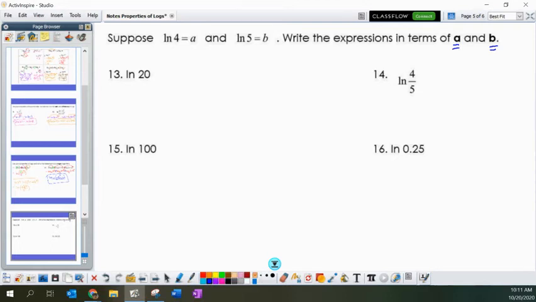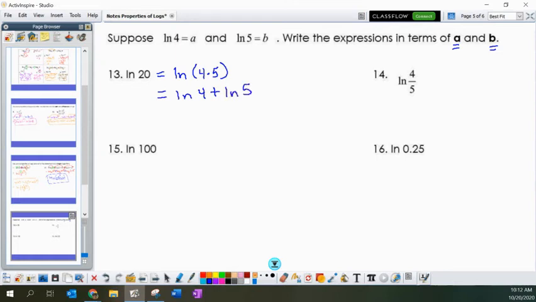So can we express natural log of 20 in terms of 4 and 5? We sure can. That would be the natural log of 20 is just 4 times 5. Now, if we have the log of a product, we can split that to the sum of logs. That would be the natural log of 4 plus the natural log of 5.